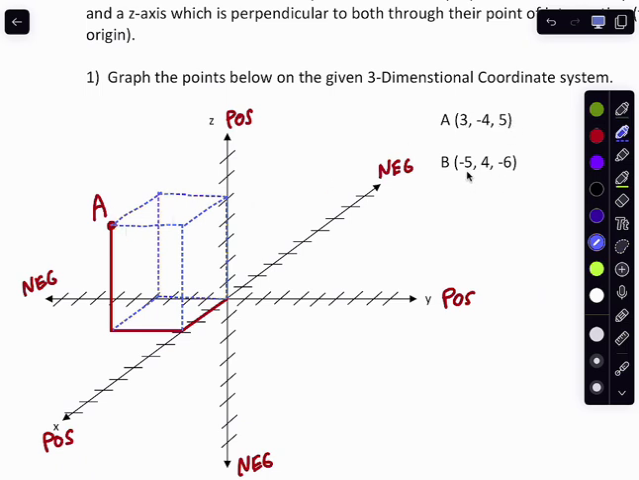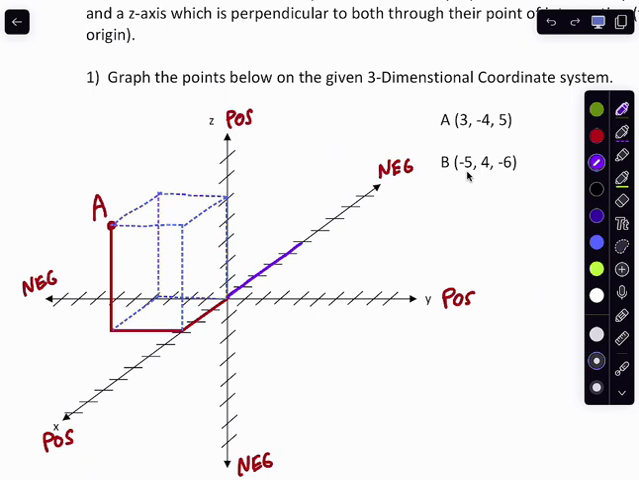All right, we're gonna do B together. You ready for this? You don't have to draw the box. The red, draw. The blue, completely up to you. So it's -5. So I want to go -5 on the x. I'll use a different color. Let's use purple. So I'm going to go -5 on the x.